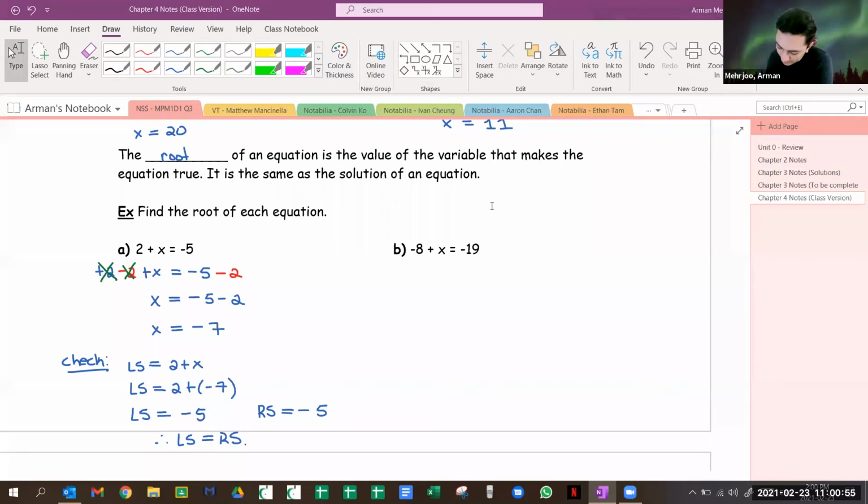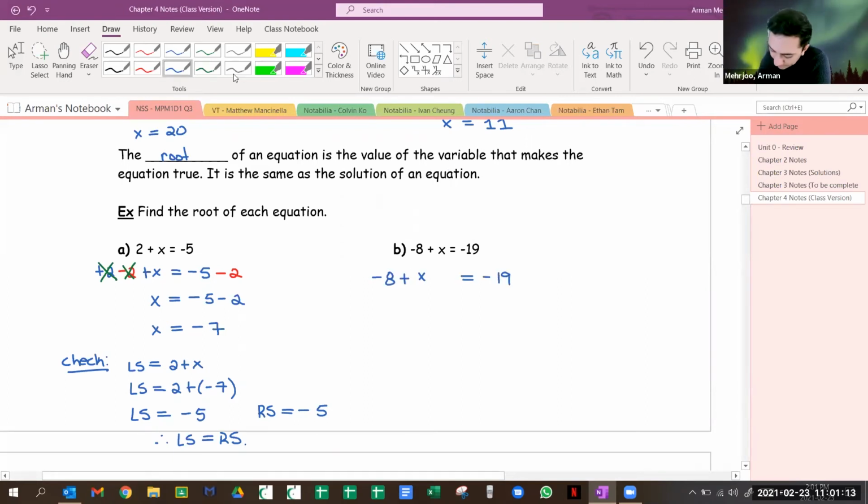Let's go to B. So for B, see how I'm subtracting 8 from this side? I got to make sure I do the opposite to both sides. So I got to make sure that I add 8 to both sides. That way, this 8 and this 8 will cancel. I'll be left with x is equal to negative 19 plus 8, or x is equal to negative 11.